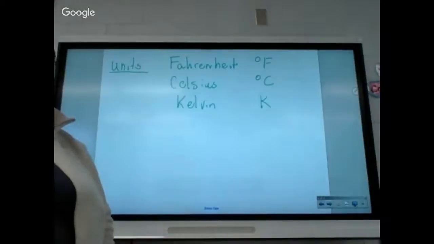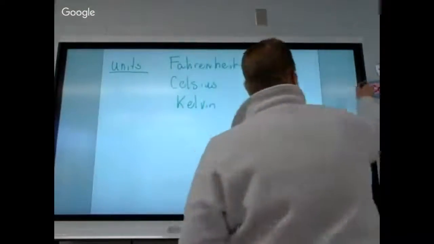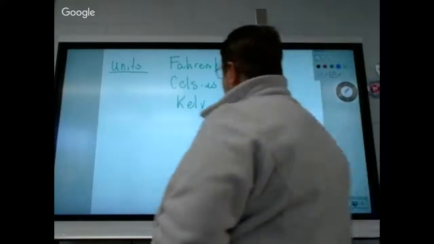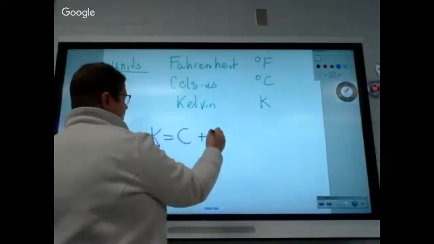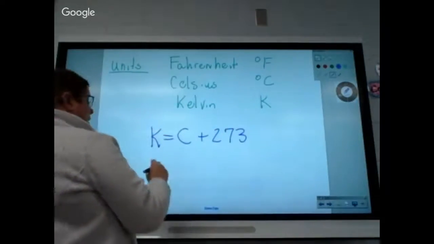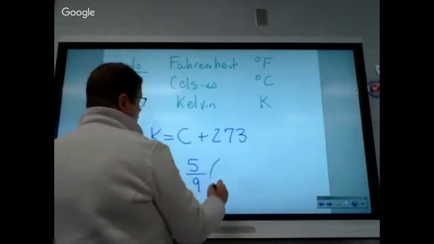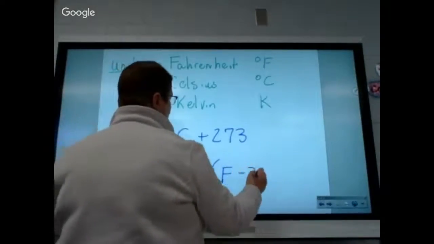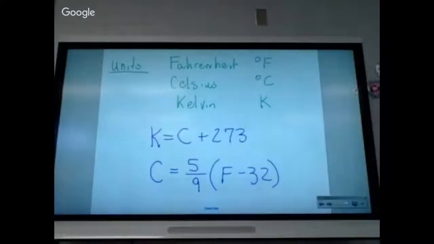Now, there are formulas to convert between all of these. On your orange sheet, there is a formula for Kelvin to Celsius that's given to you. K equals C plus 273. And I want you to be able to change Celsius to Fahrenheit, and I'm going to let you write this one on your sheet. So find your second, I think it's page 3. All right, and I want you at the very bottom to write that formula.